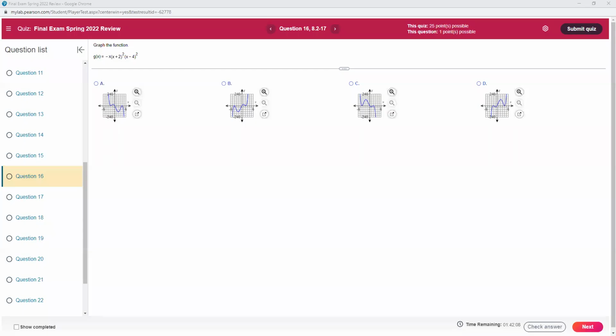All right, y'all. So on 16, they want us to graph the function. So let me write this problem down. And I'll probably graph this on my calculator and show you how to set that window up. So negative x times x plus 2 squared times x minus 4 squared.